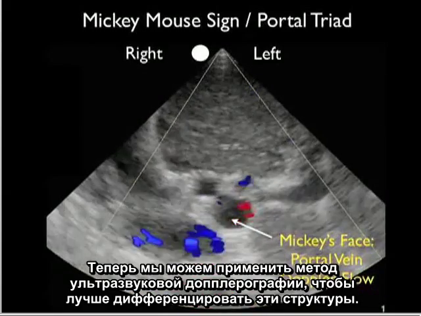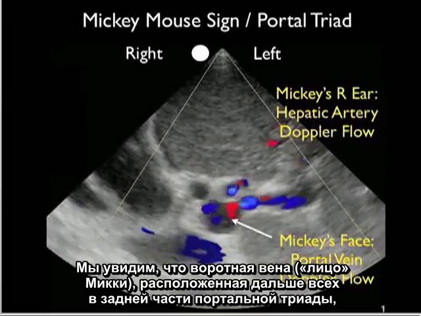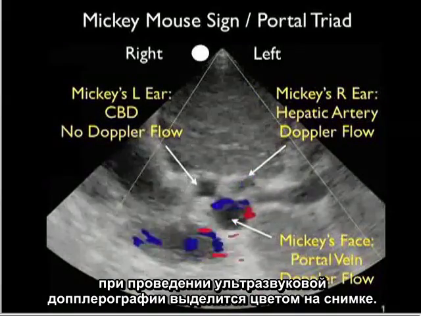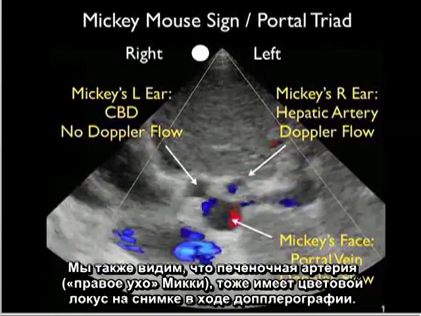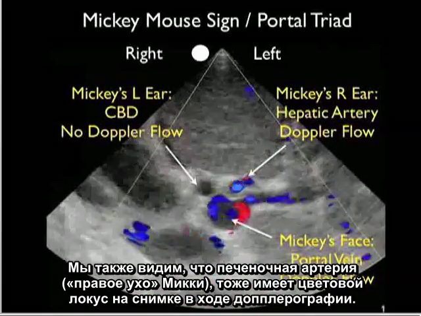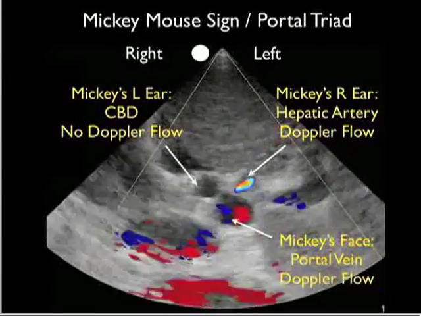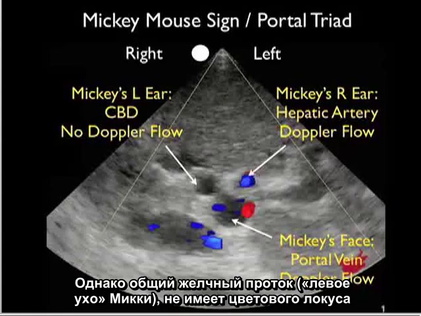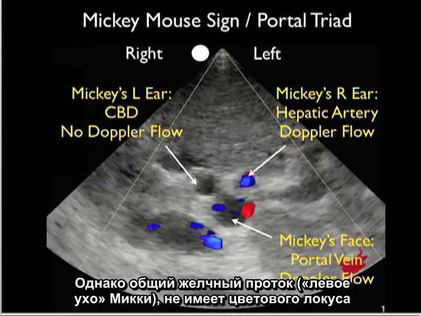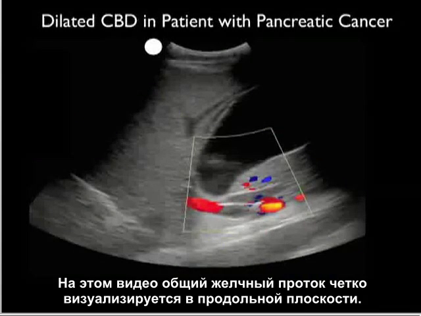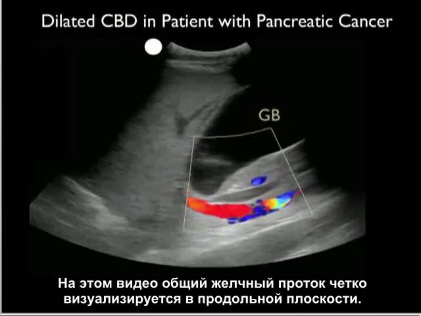Now we can place Doppler sonography onto the Mickey Mouse sign to further delineate the structures, and we see that the portal vein making up Mickey's face, the posterior-most structure of the portal triad, will actually light up with Doppler sonography. We can also see that Mickey's right ear, the hepatic artery, also has Doppler flow on Doppler sonography. However, the common bile duct, Mickey's left ear, fails to appreciate any Doppler flow due to the sluggish flow within the common bile duct.